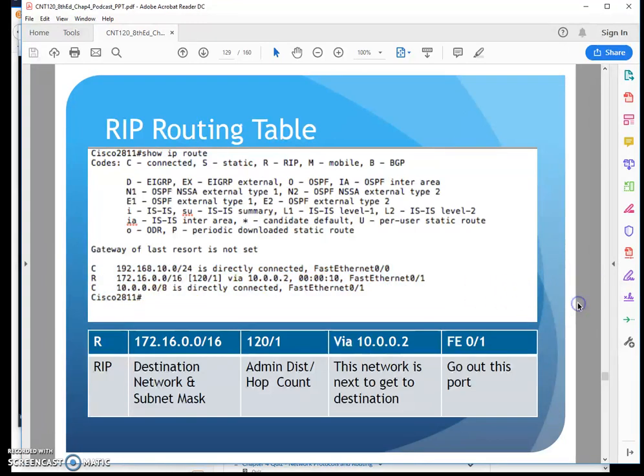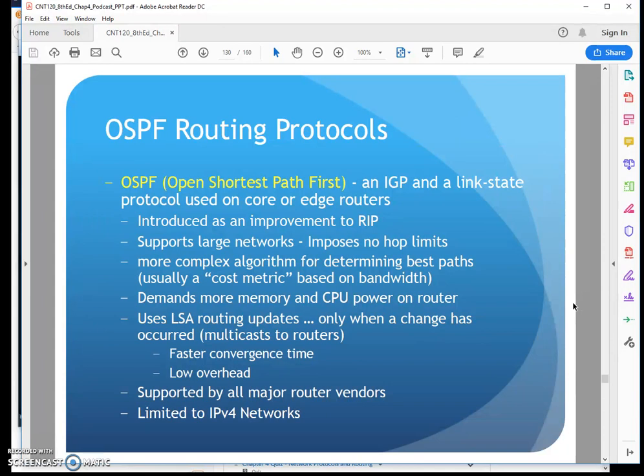Okay, so there's RIP. OSPF, Open Shortest Path First. A lot of places tend to use this routing protocol because it is an improvement over RIP. OSPF is, again, another interior gateway protocol, but it's a link state protocol, so it is going to use a little bit better metric. This was introduced as an improvement to RIP. It does support larger networks. It does not impose a 15-hop limit. It can handle larger networks.